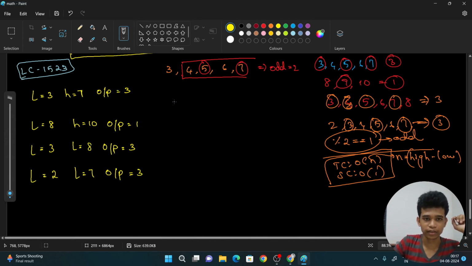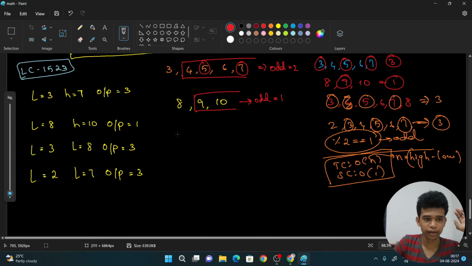Okay, let us take the second example. It is 8, 9 and 10. Just take for example, I don't take this 8. I will take only 9 and 10. Inside that, how many odd numbers are present? Only one odd number is present.